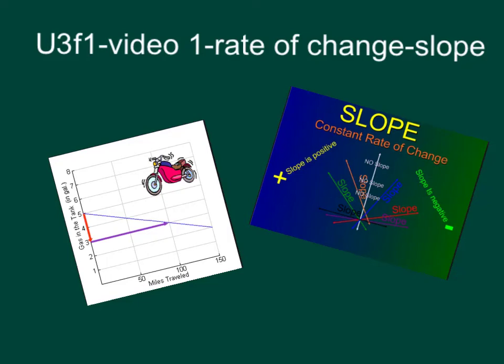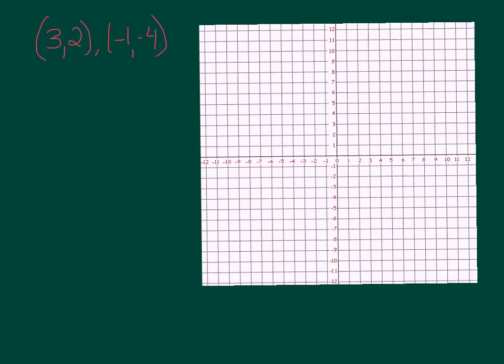Hello everyone, this is Unit 3, Formative 1. This is our first video and it is rate of change, which is also known as slope. Rate of change or slope is the change that a line makes, a rise over the run.